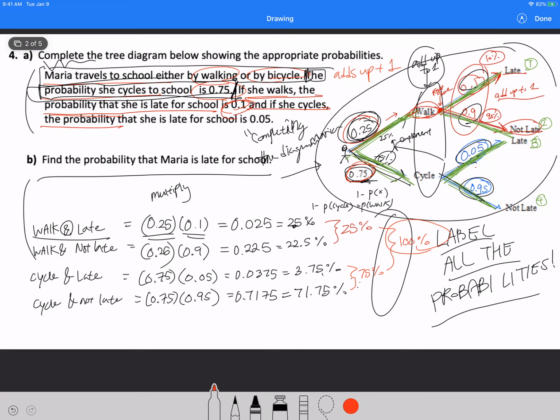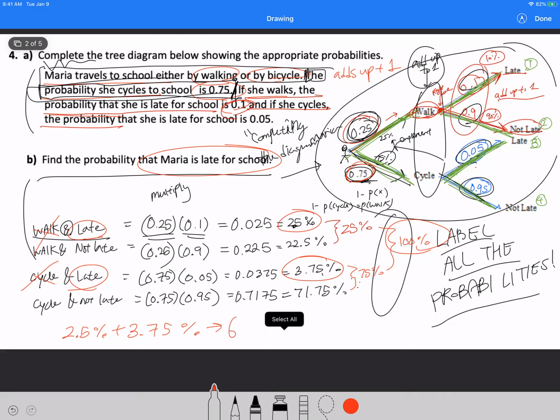Then you are going to find the probability that she's late for school. I don't care about cycling or walking. I care about being late. The late is here and here. That's this one and this one. So I'm going to take 2.5% plus 3.75%. That's the cases where she ends up being late. It doesn't matter if she walks or cycles. So that's going to be 6.25%, and that's my final answer.